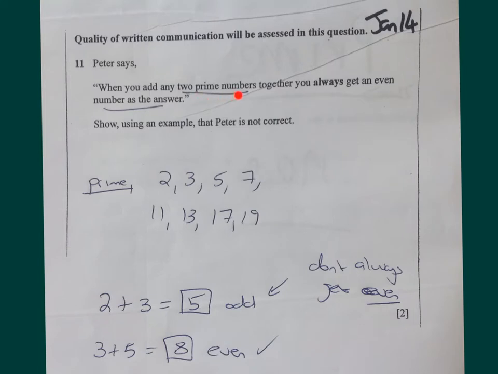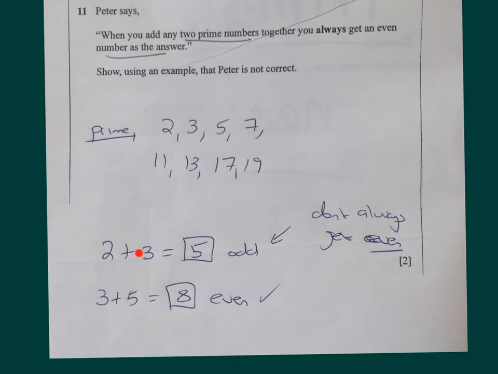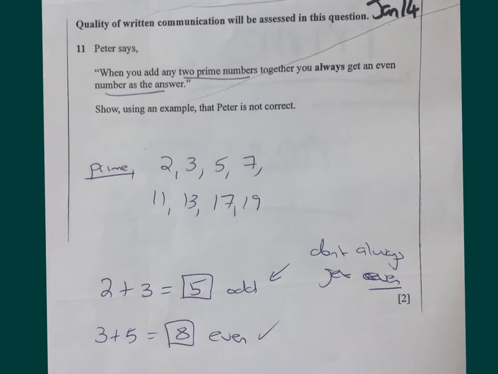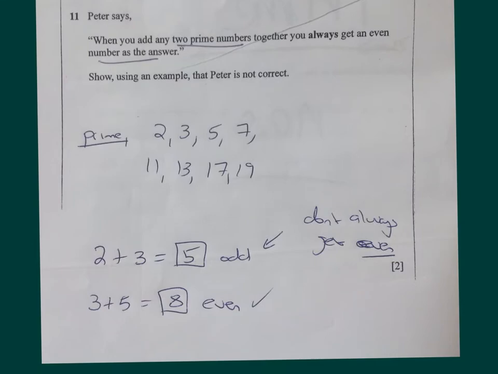Now, when you add any two prime numbers, you get an even number. So, let's take 2. 2 plus 3 is 5. Well, that's odd. Then let's try another one. 3 plus 5 is 8. That's even. So, Peter's saying you always get an even answer. Well, that's not true, because we've just proven here that we've got an odd answer. Generally, all the other prime numbers are odd apart from 2. So if you add 2 to any of them, it'll give you an odd number. So for example, 2 plus 7 would be 9. That would be odd as well. So basically all you have to do for those sort of questions is write down the prime numbers and go through a couple of examples to prove what the question is asking.